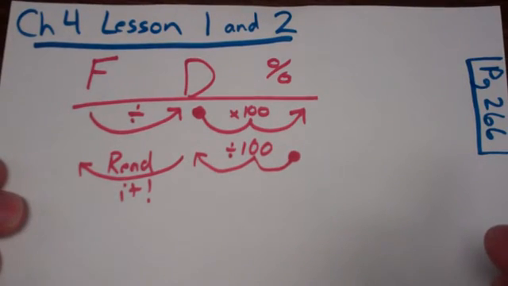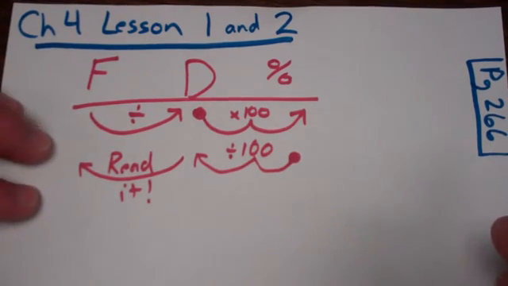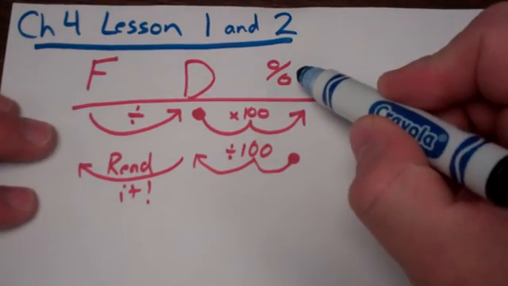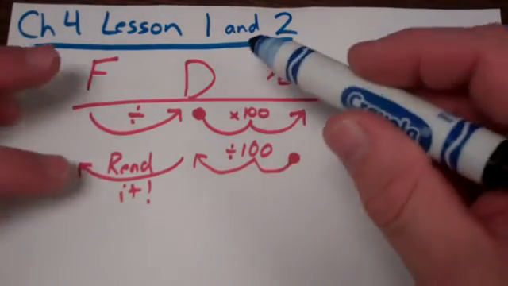Alright, this is a quick lesson on Chapter 4, Lessons 1 and 2. I want to review fraction, decimal, percent. Remember, these are different looks at a number. I've talked about the percent as being a selfie of a number, decimal form, and of course fraction form.